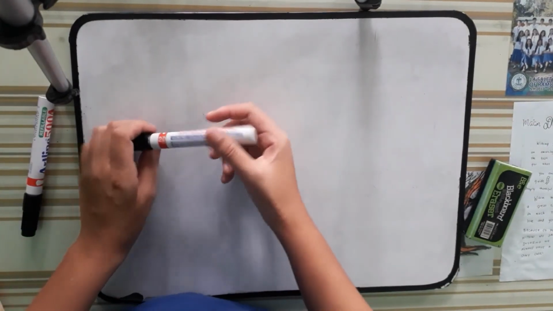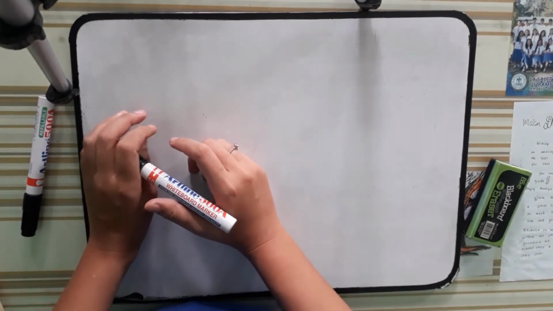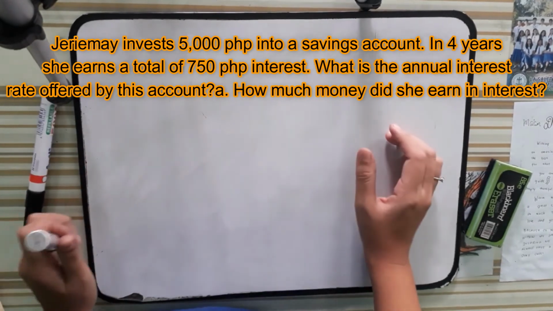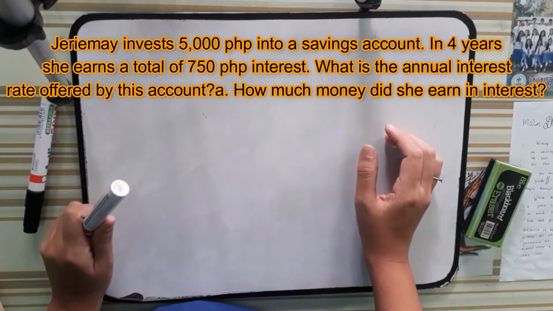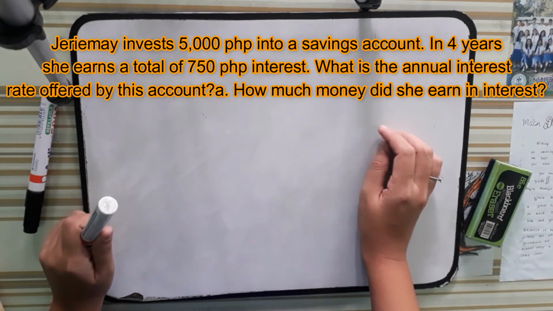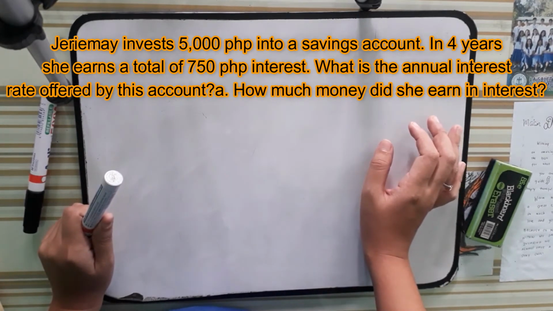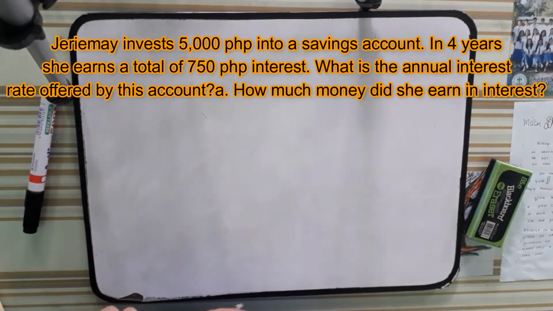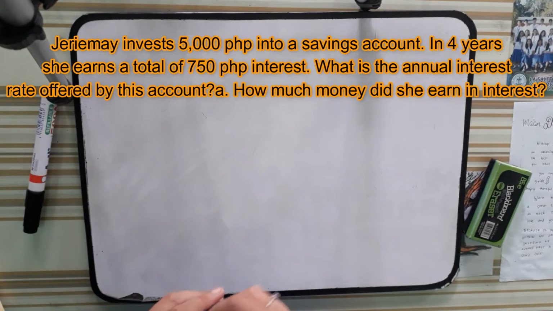Let's proceed to our third example. Jeremy invests 5,000 into a savings account. In 4 years, she earns a total of 750 pesos interest. What is the annual interest rate offered by this account? So, the question is a bit different now.